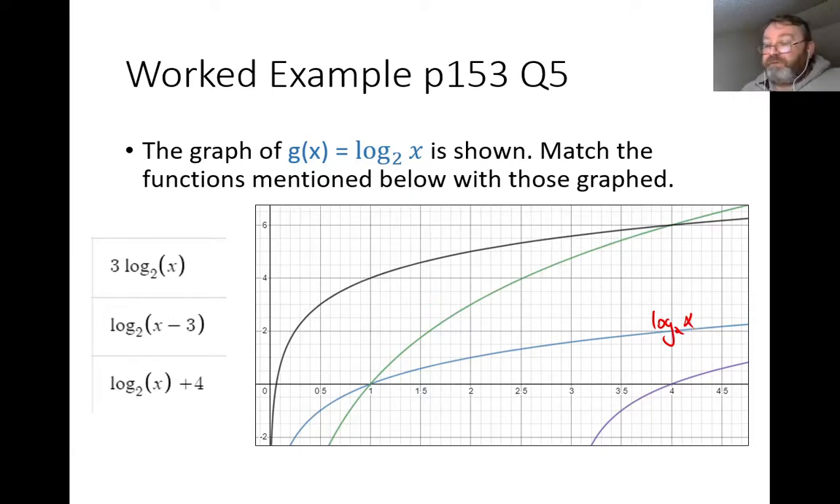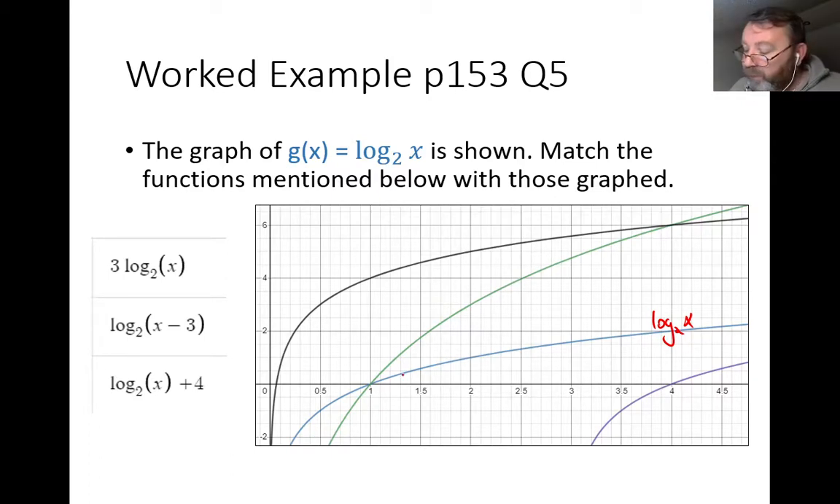Match the functions mentioned below with those that are graphed. Now, I've got 3 functions here, and I've got 3 functions remaining to be labeled. So let's see if we can work these out. First of all, let's take this one. What does a coefficient do to any function? A coefficient stretches, okay? It stretches your vertical height. That's exactly what it does. However, what you can also say is this. It triples the y outputs. Now, that's another way to look at it.